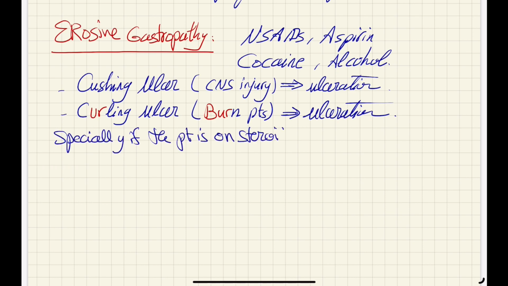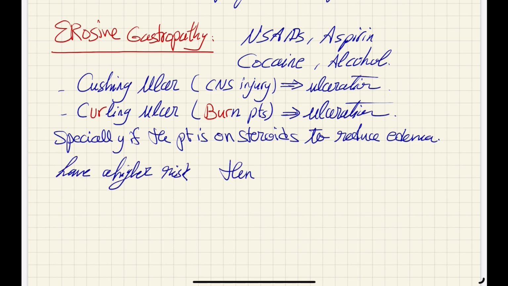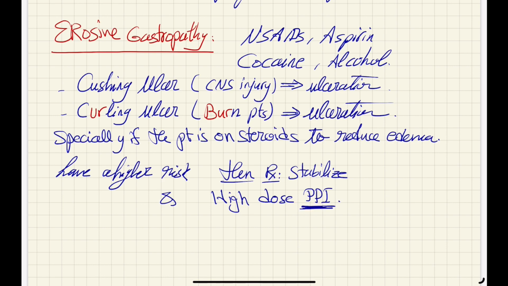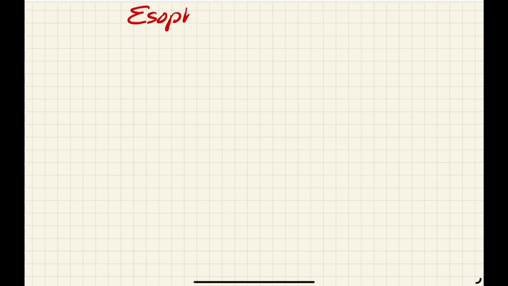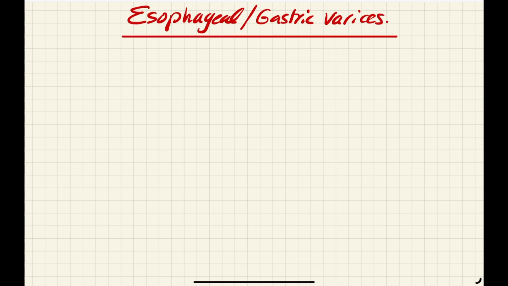They might cause ulceration, especially if the patient is admitted to the intensive care unit and he is on steroids. It will add more stress. Usually we stabilize the patient and we give PPIs to prevent this, and we correct the underlying cause of the erosive gastropathy.